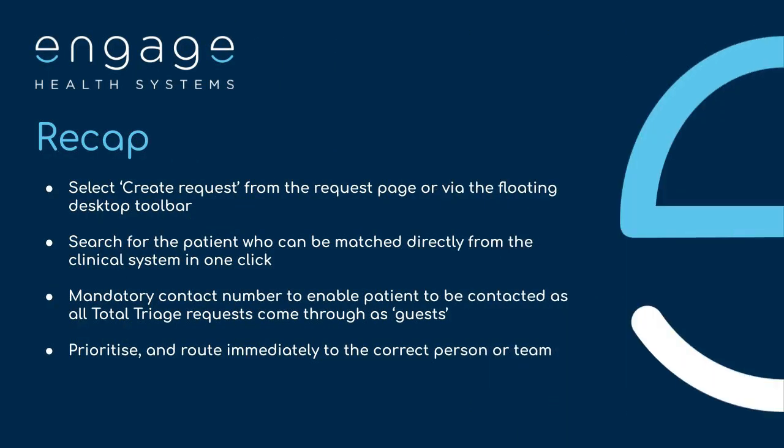To recap, you can select create request from the request page or via the floating desktop toolbar. You can search for the patient who can be matched directly from the clinical system in one click. And you can ask for a mandatory contact number to enable patients to be contacted, as all Total Triage requests come through as guests. And you can prioritise and route immediately to the correct person or team.